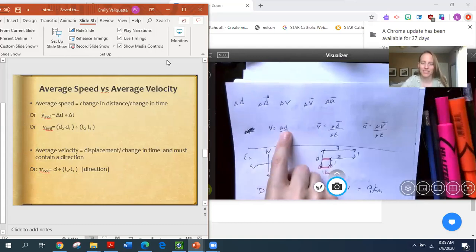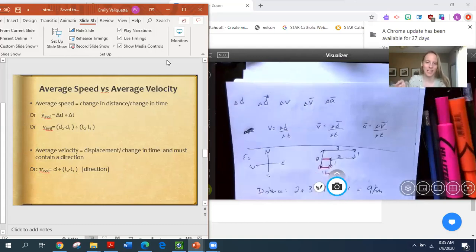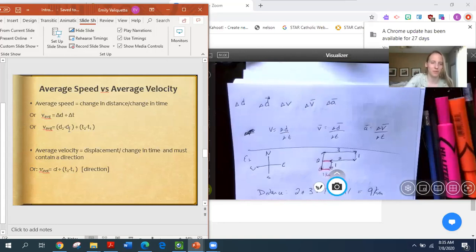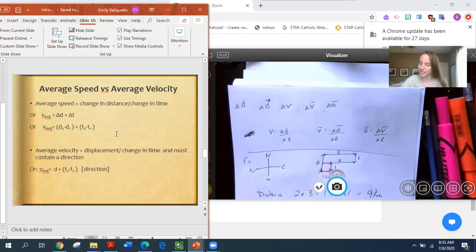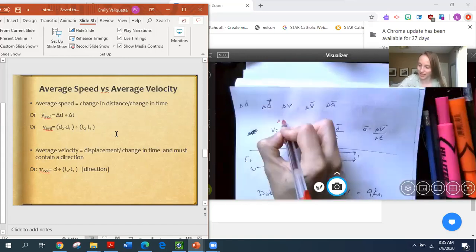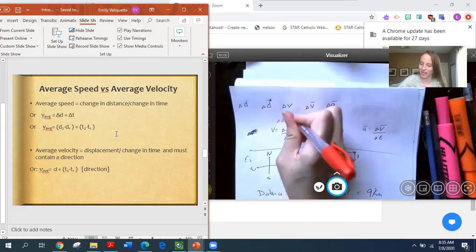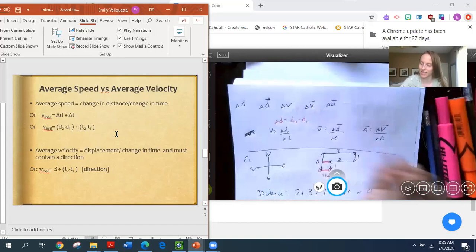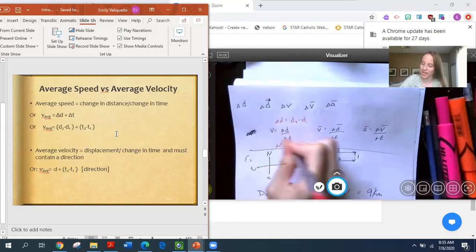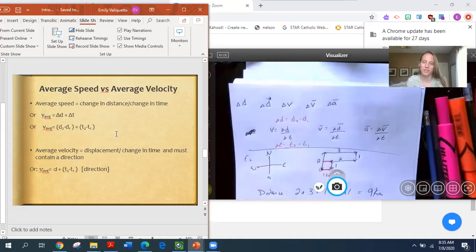And anytime you see a delta sign, that always means the second minus the first. So that's what this is showing here with the D2 minus D1 and T2 minus T1. When you see this delta D, that just means the second distance minus the first distance. And same with the delta T, that just means the second time minus the initial time. Okay, so that's just what the delta sign means. It's always the second or the final amount of something minus the initial amount. And then velocity is the same, but you're using displacement instead of distance.